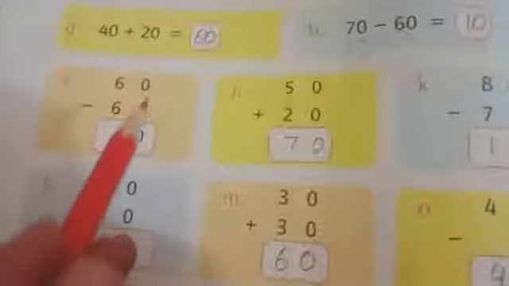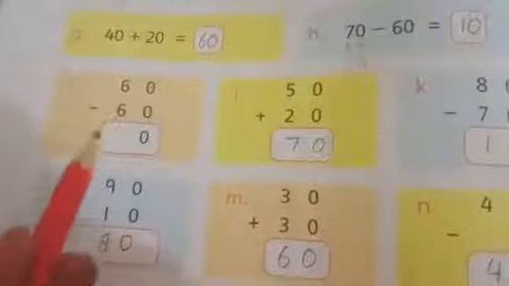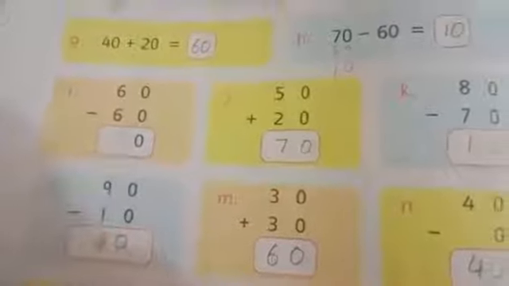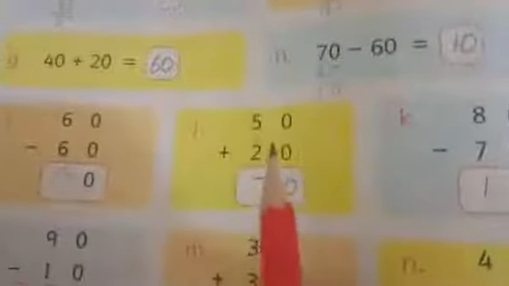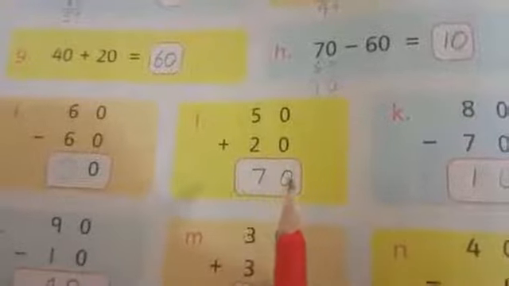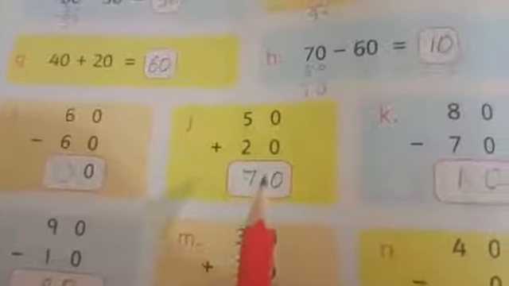Now these are the questions you already done. 0 minus 0, 0. 6 minus 6, 0. You can write 2 times or you can write only 1 time. Both are right. Question number J is 50 plus 70. 0 plus 0, 0. 5 and 2, 7. The answer is 70.